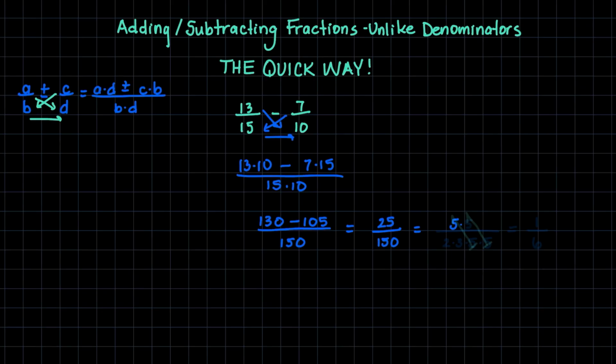25 is 5 times 5. 150 is 2 times 3 times 5 times 5. Common factor of 5 that simplifies to 1. Another common factor of 5 that simplifies to 1. So we're left with 1/6.